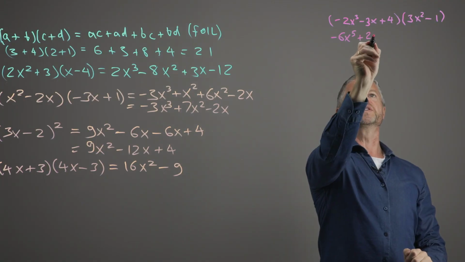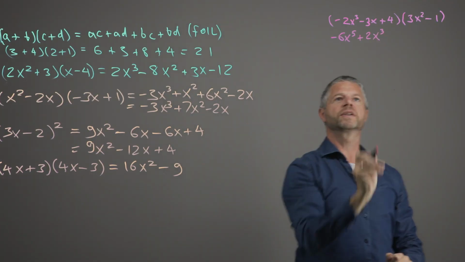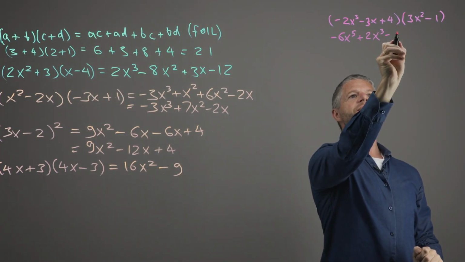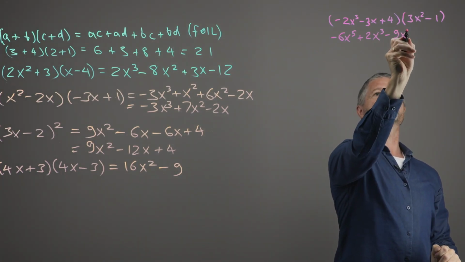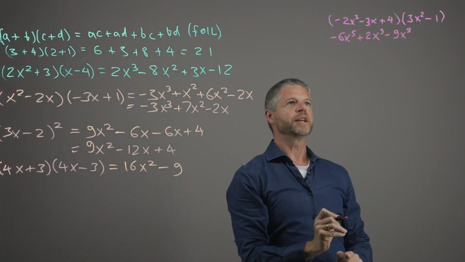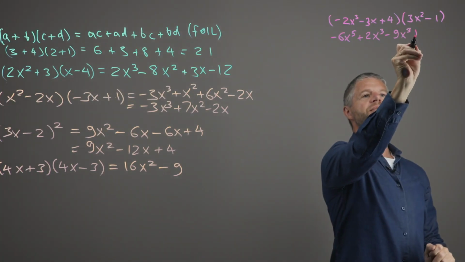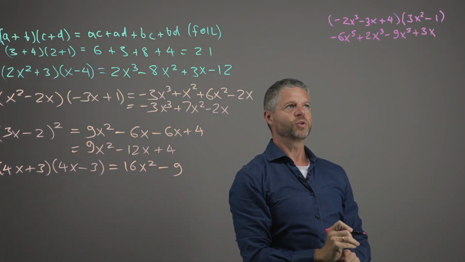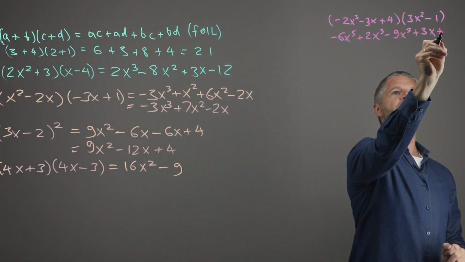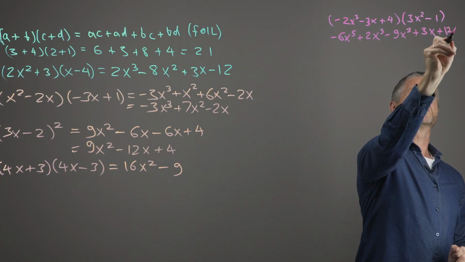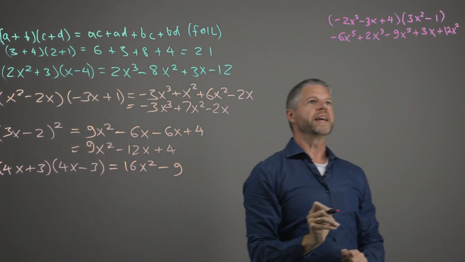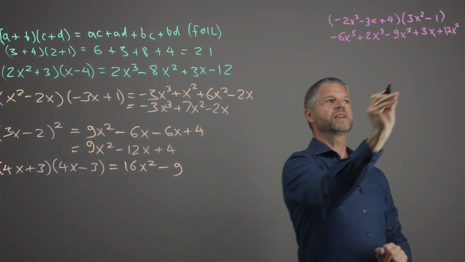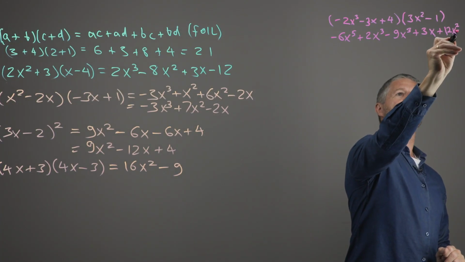So plus 2x cubed. And then we'll have minus 3x times 3x squared, so minus 9x cubed. And then minus 3x times minus 1 plus 3x. And then we'll have 4 times 3x squared, so 12x squared. And then finally the constant plus 4 times minus 1, which would be minus 4.